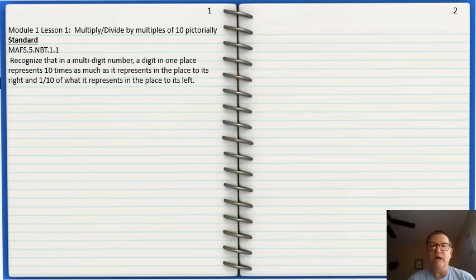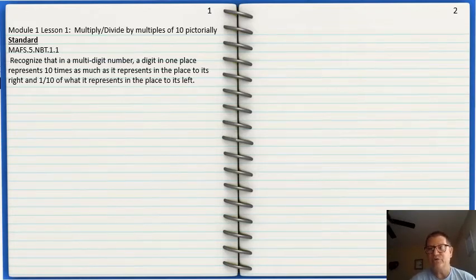Now, next thing you're going to do is write the standard that we're actually working on, which happens to be MAFS 5 NBT 1.1. And the standard is what is expected of you to learn. Now, this one says recognize that in a multi-digit number, a digit in one place represents 10 times as much as it represents in the place to its right, and 1/10 of what it represents in the place to its left. So in this first lesson, I want you to copy that standard down.